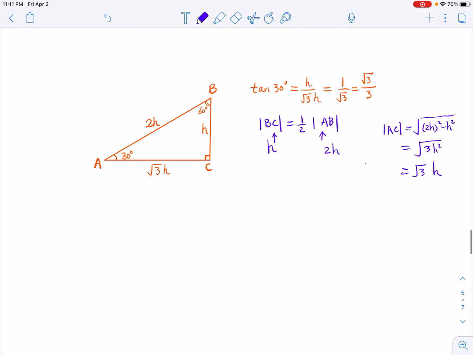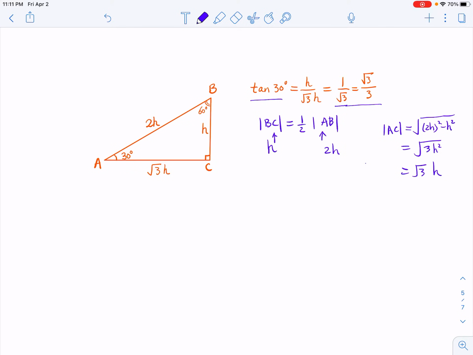Now from these, we will know that tangent of 30 degrees would equal H over square root of 3 H, and then we cancel H. It would equal 1 over square root of 3, or equivalently, square root of 3 over 3.